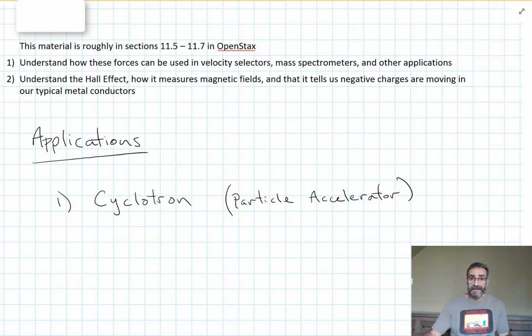We've been talking about magnetic forces. Let's talk about some of the interesting ways they're used in applications. The first one is the cyclotron, invented right here in our backyard at Cal Berkeley. This is a particle accelerator.